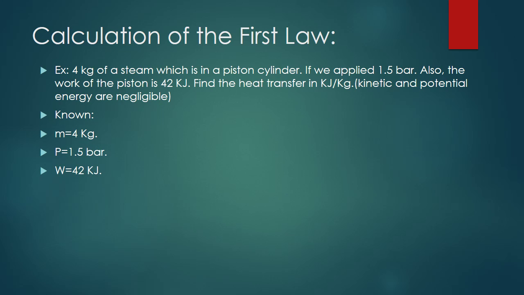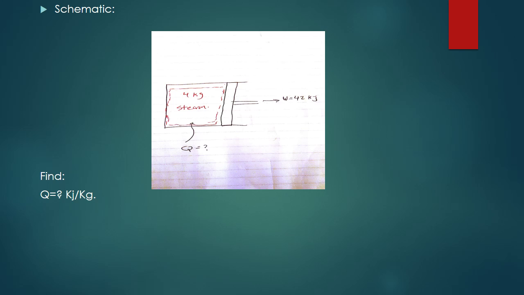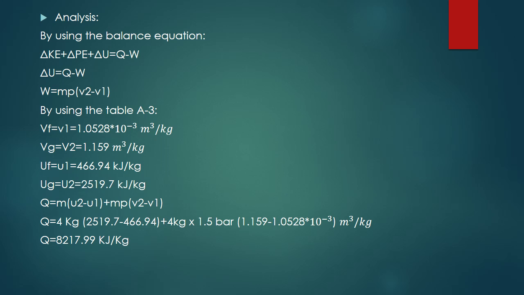We say that m equals 4 kilograms, the pressure equals 1.5 bar, and the work equals 42 kilojoules. And we have our schematic. This is our piston cylinder, and we know the work of the piston cylinder, the mass, and the pressure, and we need to find Q in kilojoules per kilogram.